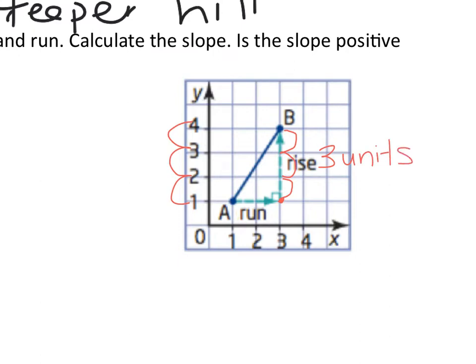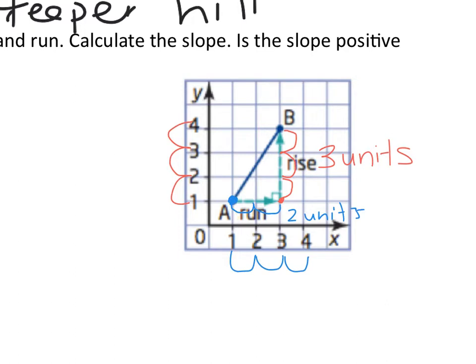I'm going to do the same thing on the bottom for my run. I'm going to start at the corner, here where I've placed this blue dot, and again, on my x-axis, I'm going to check the scale, and I see that it is skip counting by ones. So when I count my units for my run, I'm also going to count by 1. I'm going to start at the corner, and count 1, 2. So my run is 2 units long.